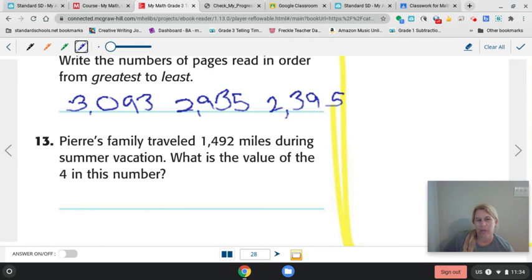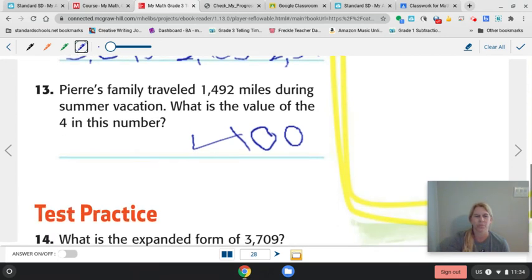So when we look at this number, the 4 is in the hundreds place. So the value is, whoops, well, that's a really big 4, is 400. Okay? Remember, you're pausing before each one of these and trying to practice on your own.